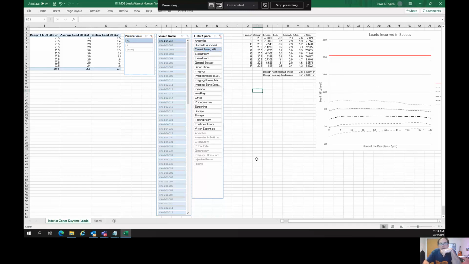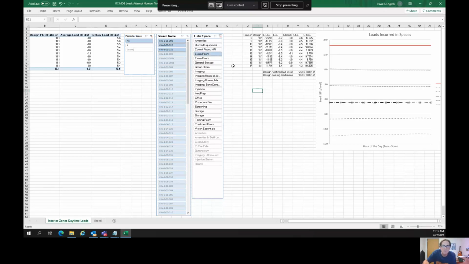This is the MRI control room. We only had one zone there. Well, obviously, we're designed at 20 BTU a square foot. The maximum load we ever actually see is about 7 or 8 BTU per hour per square foot. We do still have heating load in there, so we need about 3.